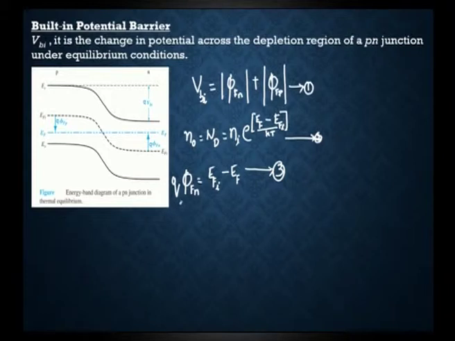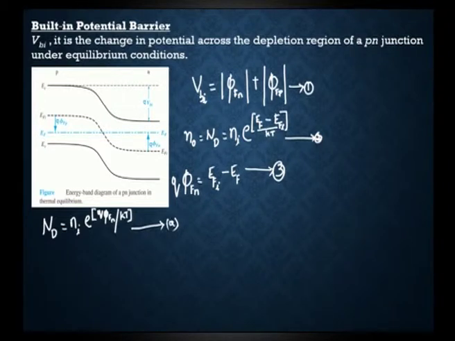So, the above equations will be written as Nd is equal to Ni into e to the power of q phi n divided by kT. This is what we get, the equation of donor concentration. I will call it A for simplicity.